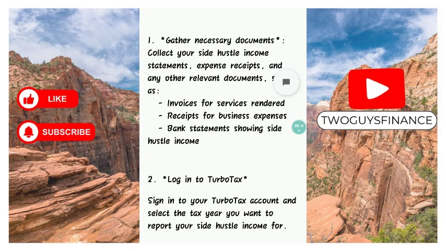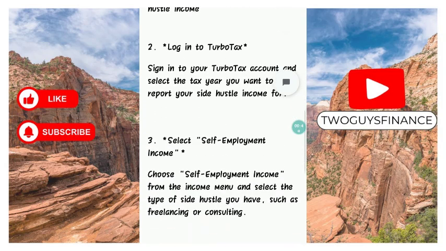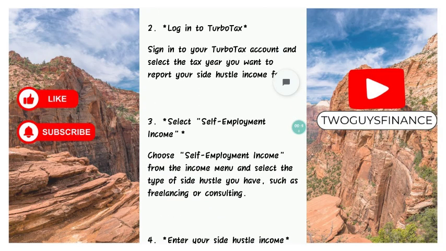And once you're logged into your account, you're just going to select the tax year that you want to report your side hustle income for. Next step is going to be to choose self-employment income from the income menu, and then select the type of side hustle that you have, such as freelancing or consulting.